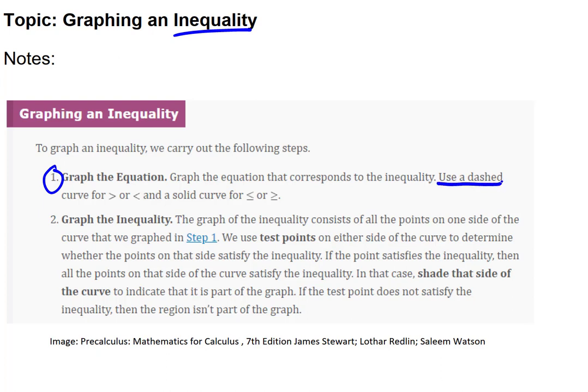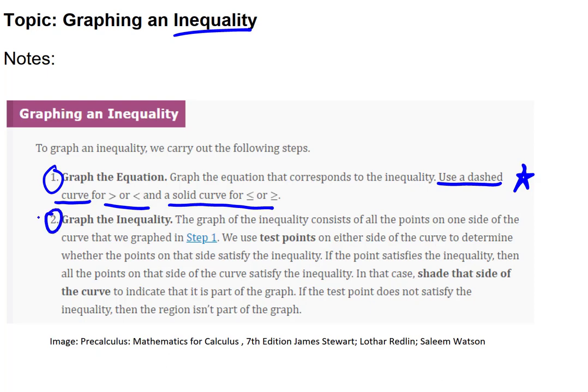We're going to use a dashed curve for the strict inequalities and a solid curve for the inclusive, less than or equal to, greater than or equal to. So that's what's new about the graphs. Otherwise, we're still graphing equations that we already are familiar with.